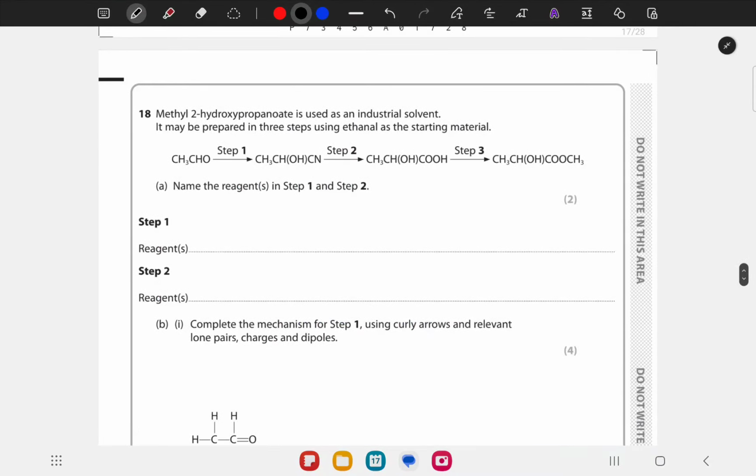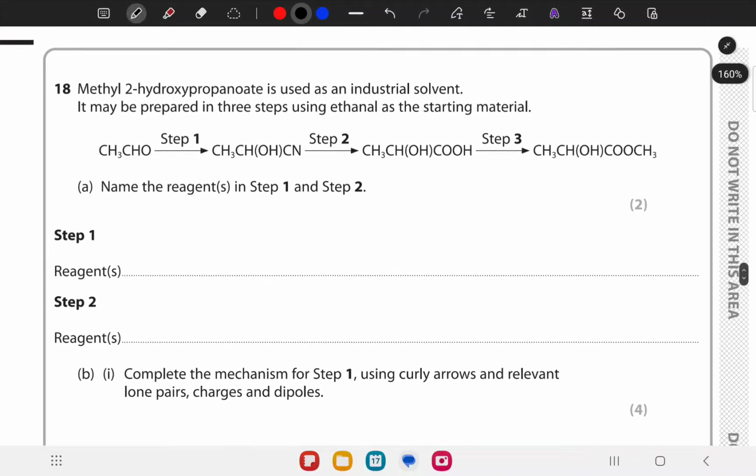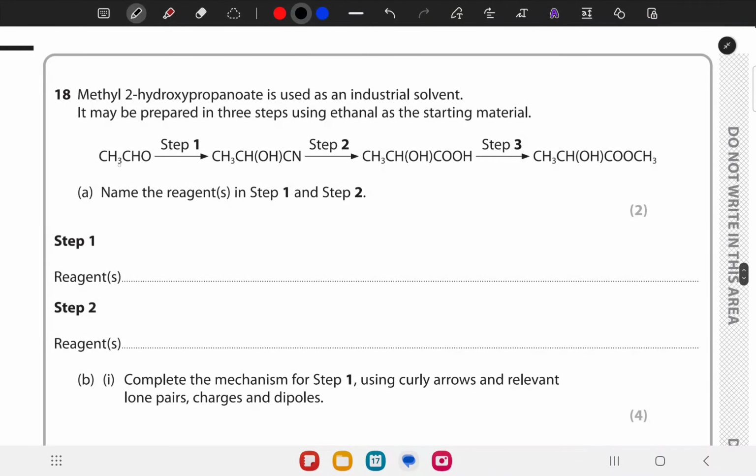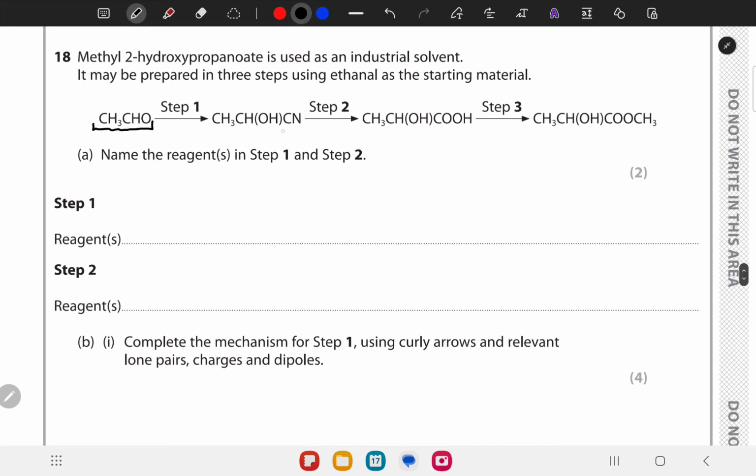Now moving on to question 18. In part A we have to write the reagents in step 1 and step 2. In step 1 we go from ethanal to CH3CHOHCN. So to make a nitrile from an aldehyde we need to react with HCN and KCN.